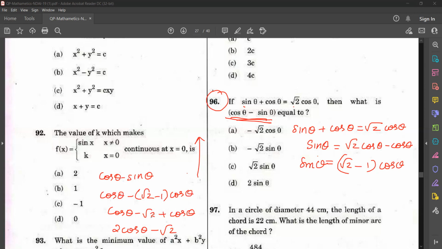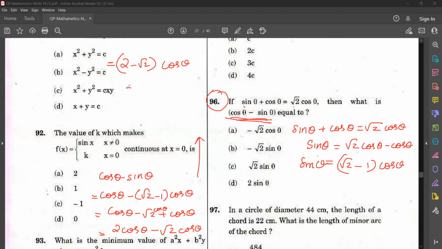So if I take cos theta common, I have 2 minus root 2 cos theta. 2 minus root 2 cos theta is cos theta minus sin theta, I'm finding cos theta minus sin theta, isn't it? I got it as 2 minus root 2 cos theta. But you see the options. In the options, we don't have an option like this. So think how can you make that into the required option?